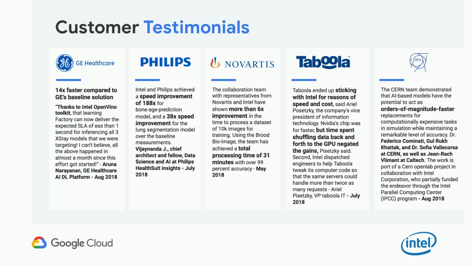Intel has been working with several customers to enable them to do AI on Intel's hardware products. Here are a few examples of customers we've worked with and their testimonials. GE, for example, observed a 14 times performance improvement using the OpenVINO toolkit for their task of inference across X-ray imagery. Several other customers report up to 2 orders of magnitude performance gains on Intel Xeon processors using Intel's optimizations.